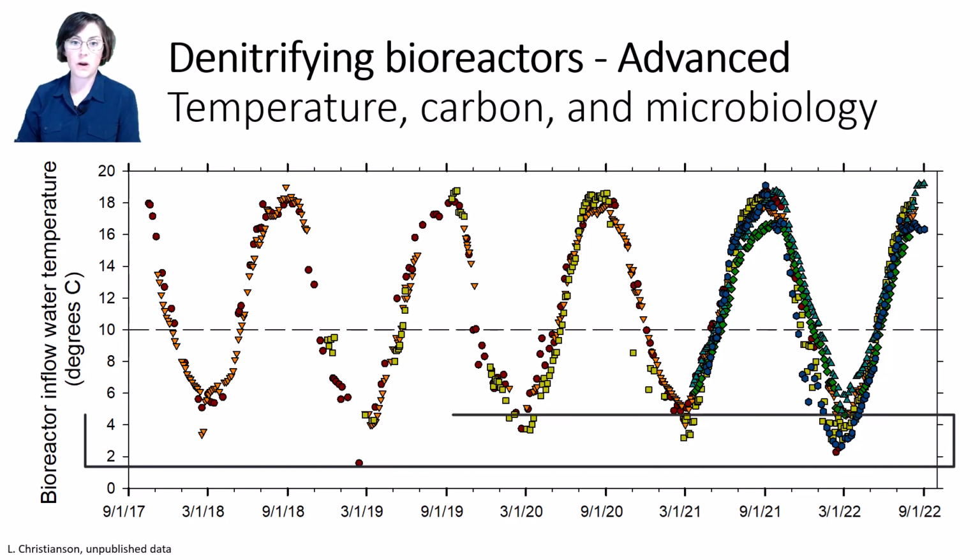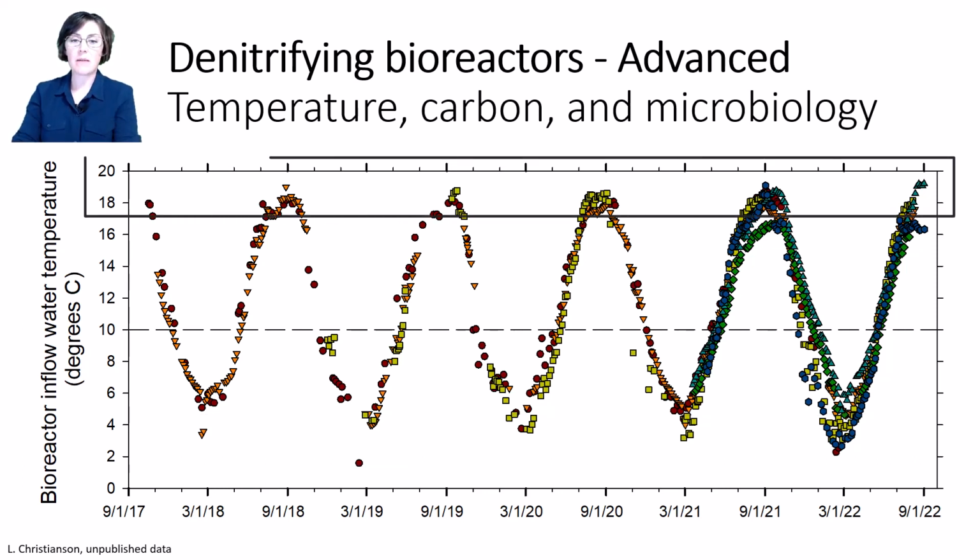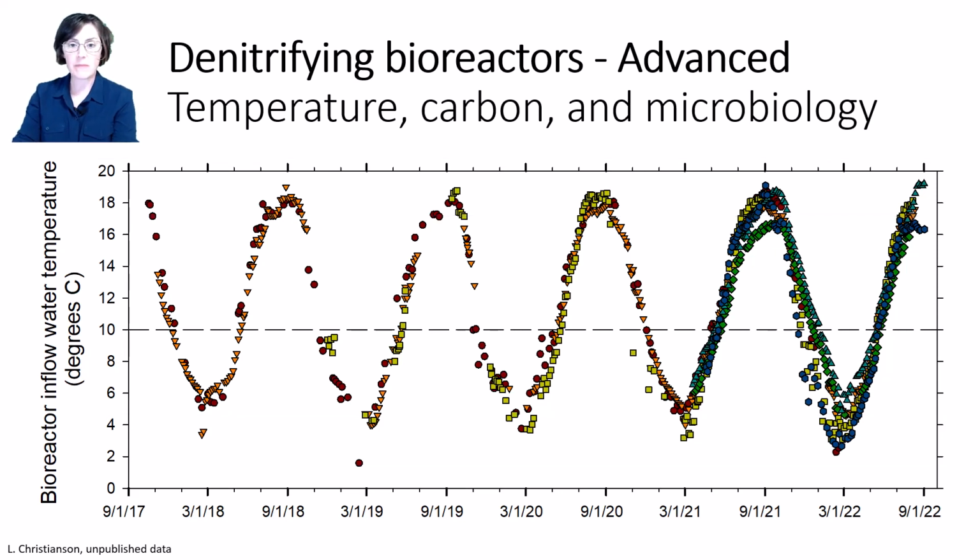You see drainage water gets down to about 2 degrees Celsius in early spring and peaks out at about 19 degrees Celsius in late summer. We often use an average of about 10 degrees Celsius or about 50 degrees Fahrenheit to approximate the annual average groundwater temperature. And that's a pretty good rule of thumb, but you can see that the actual range of water temperatures going into our tile drainage bioreactors is pretty big from the point of view of a bacteria.